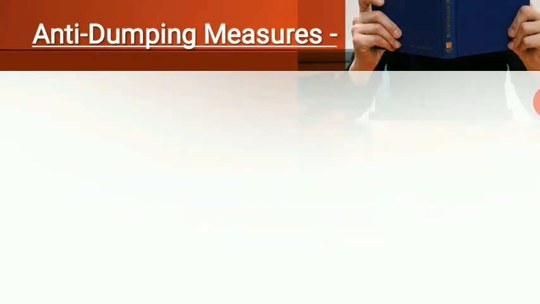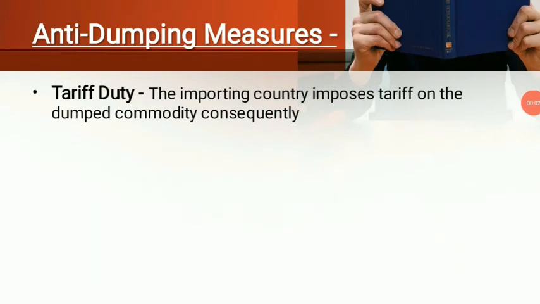There are also different policies to stop dumping. First one is tariff duty. To stop dumping, the importing country imposes a tariff on the dumped commodity. Consequently, the price of the imported commodity increases and the fear of dumping ends. But it is necessary that the rate of duty on imports should be equal to the difference between the domestic price of the commodity and the price of the dumped commodity.